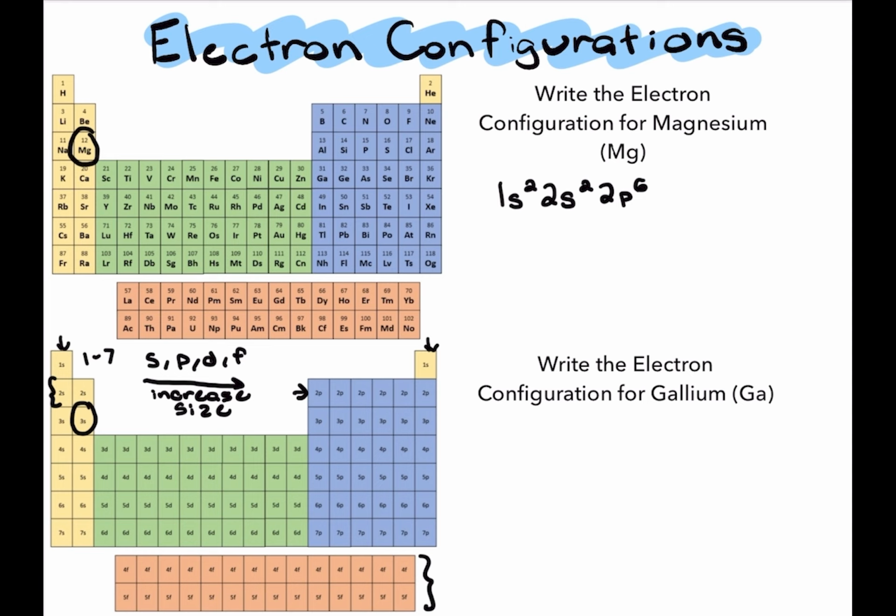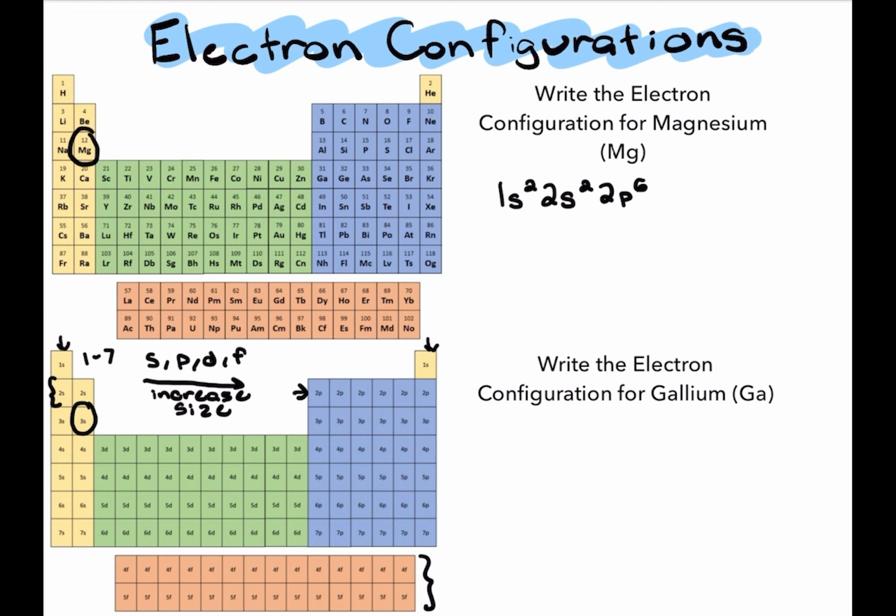And another thing that's good to know is that if the s orbital is filled, it will always be 2 electrons. If the p orbital is filled, it will always be 6 electrons. If the d orbital is filled, it will always be 10 electrons. And if the f orbital is filled, it will always be 14.